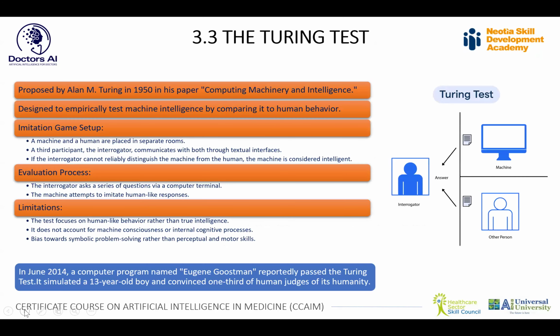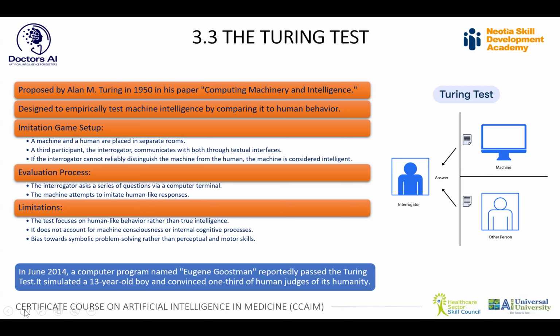Okay, I think this is something we have all heard about, the Turing test. This is very, very interesting. So I'm not sure how many of us know about this. This particular test was performed by Alan Turing in 1950 in his paper, and it was designed to empirically test machine intelligence by comparing it to human behavior.